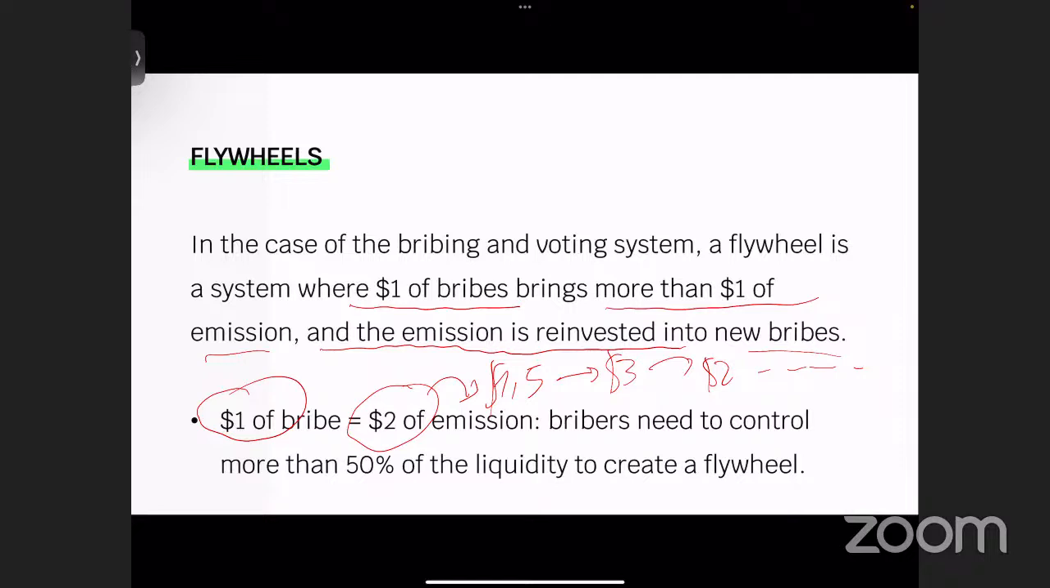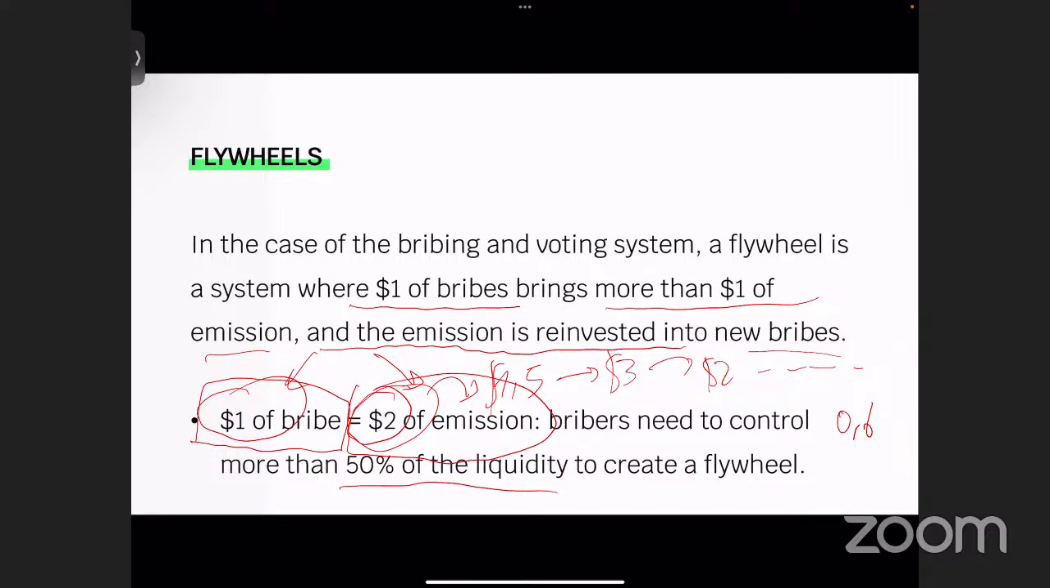Of course, if you are a liquidity provider, a flywheel only works if you control a huge part of the liquidity. For the example where you bribe $1 and you receive $2, it's actually not true. You bribe $1 and all the liquidity providers will receive $2. So for you to actually create a flywheel, you need to control at least 50% of the liquidity. Because if you control, let's say, 80% of the liquidity, if you deposit $1, you're going to win 80% of the $2. So you're going to make a profit of 60 cents.